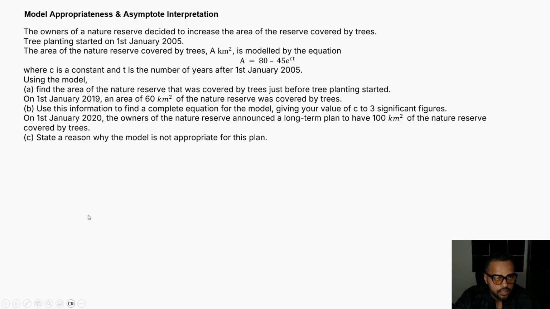Now let's move to the next question. That is about model appropriateness and asymptote interpretations. They have given us a question. The area of a nature reserve covered by trees, E kilometer square, is modeled by the equation. Okay.